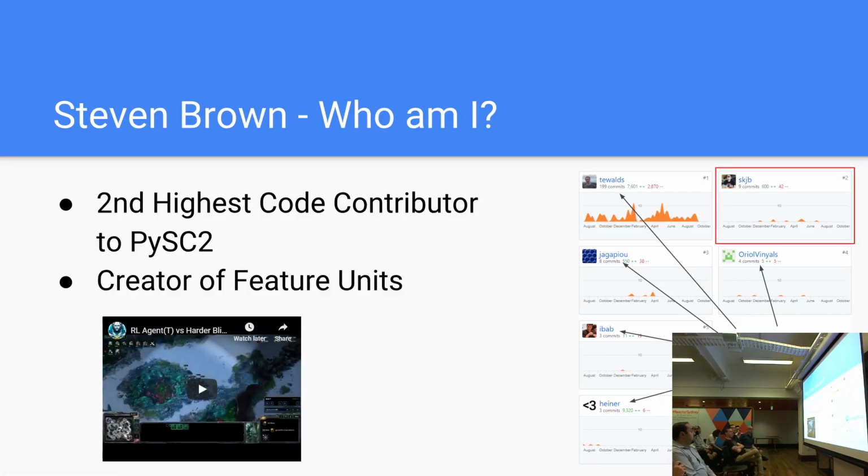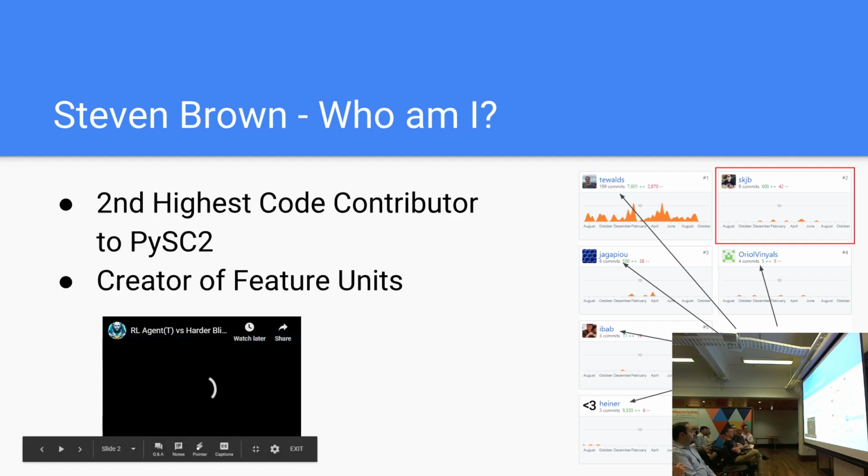For those who don't know who I am, Stephen Brown. I'm the second highest code contributor to the PySC2 framework. So these guys here are all DeepMind guys, and I'm not. But I'm number two, mostly because I wrote a lot of code, not necessarily because it was good stuff, but it made it in. So I'm pretty proud of that. I created a feature called feature units, which is the one I use pretty much primarily. It has some things that I saw were missing, so I added it, and they said, bring it on in. And here's a bot of mine.